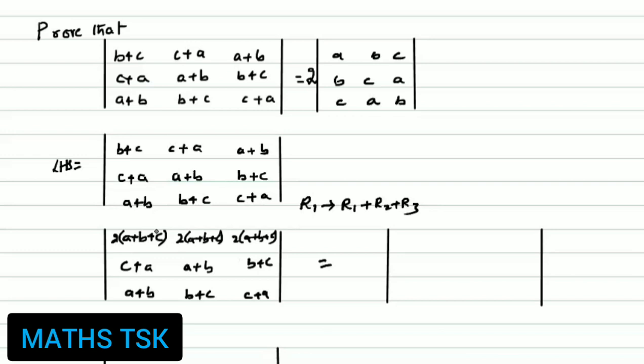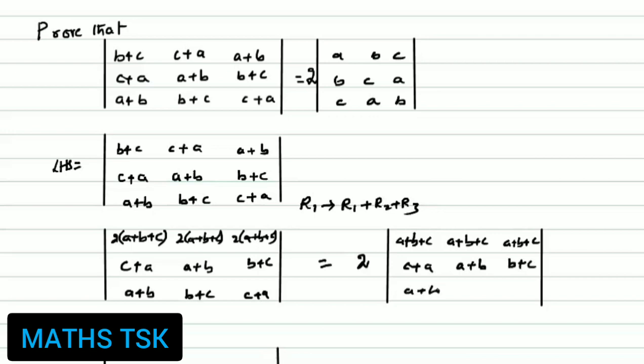From here, I can take 2 common. 2 into the determinant with first row a plus b plus c, a plus b plus c, a plus b plus c, and then the remaining rows c plus a, a plus b, b plus c.